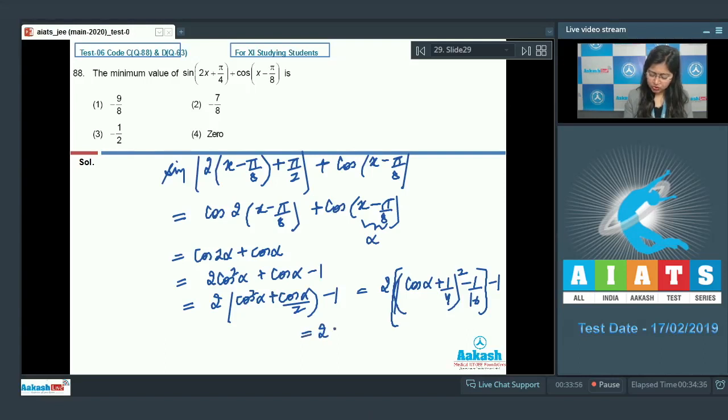So this is equal to 2 times cos alpha plus 1 by 4 whole square minus 1 by 8 minus 1, that is minus 9 by 8. Now minimum value of this will be minus 9 by 8, that is at cos alpha equal to minus 1 by 4. Right? So the correct answer will be option number 1.